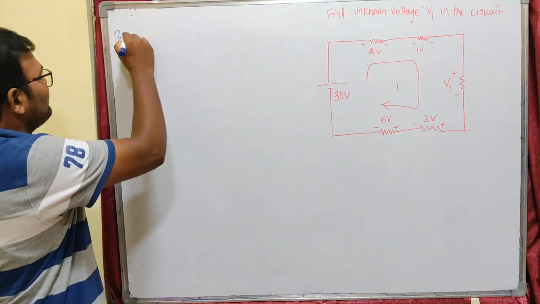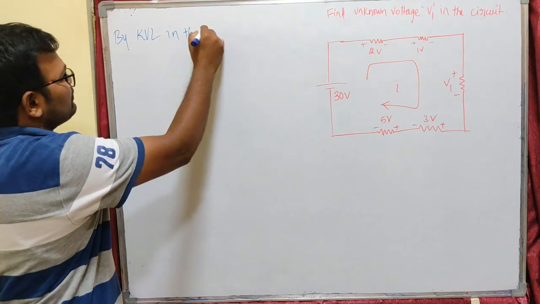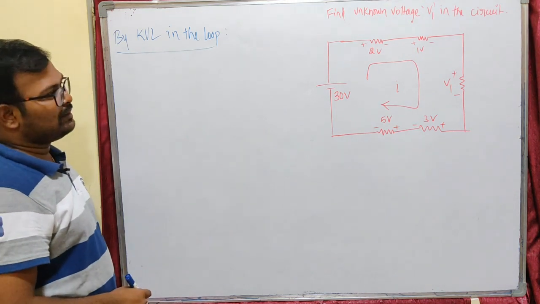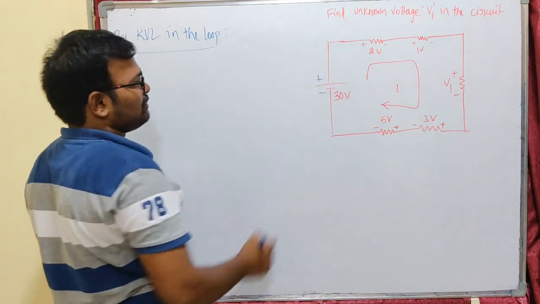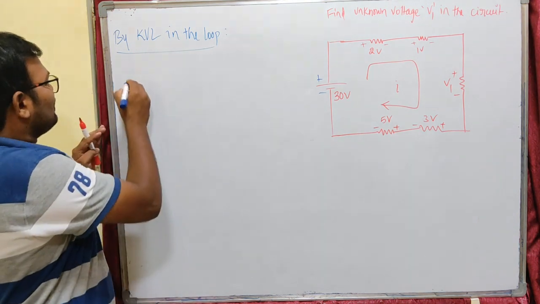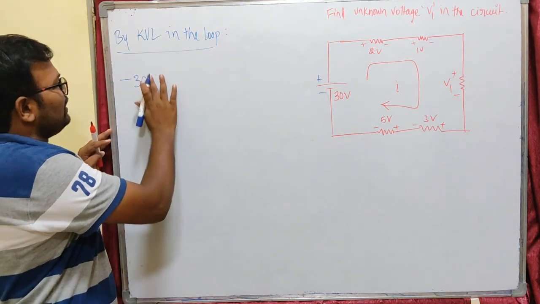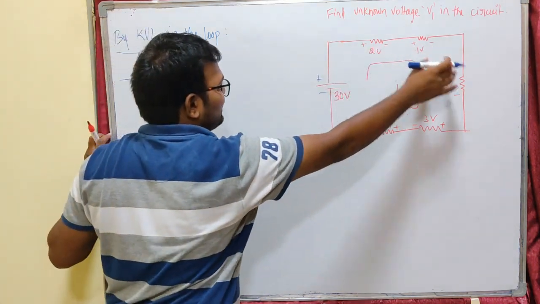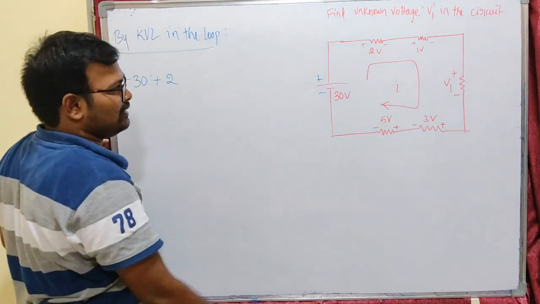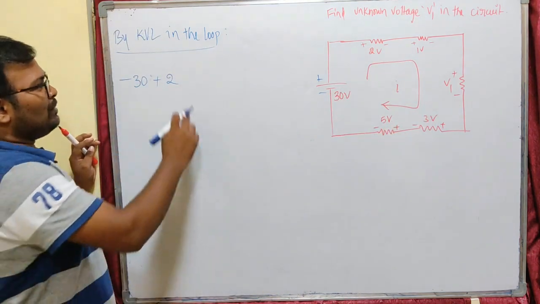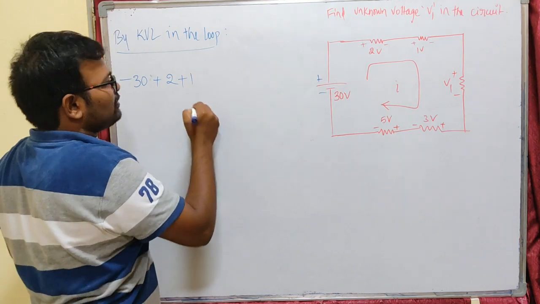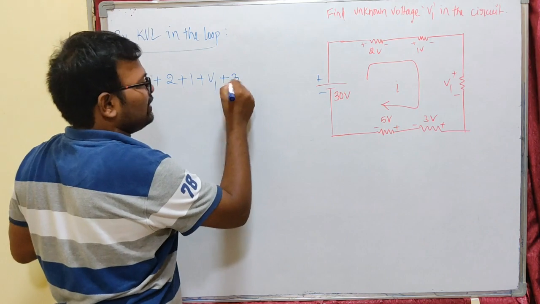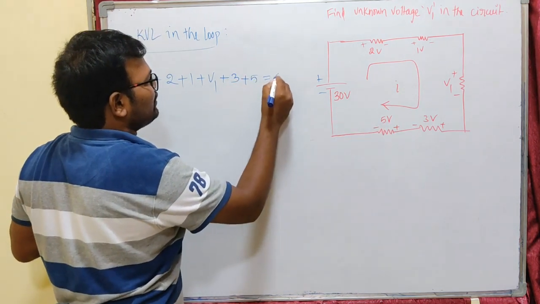So by KVL in the loop, the given question has already mentioned the current direction, which is clockwise. So I am going to write the KVL here. I am going to consider the first terminal as reference. So the first terminal of the voltage source is minus 30 volts, and this is plus 2 volts. The question has already given the voltages in the form of voltage, not resistor, so we can write directly. So plus 2, and the first terminal is plus 1 volt. Here the first terminal is plus, that is V1. First terminal is plus 3. First terminal is plus 5, equal to 0 according to KVL.